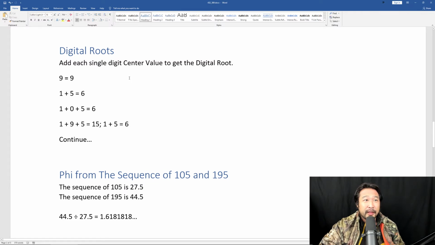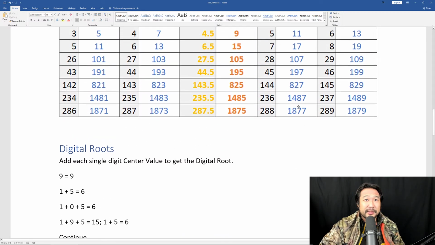So what I'm doing is I'm getting the center of the prime quadruplets. So 9, the digital root is 9. For 15, it's 1 plus 5, which is 6. And then you get 105. 1 plus 0 plus 5 equals 6. And for 195, 1 plus 9 plus 5 equals 15. Then you got to split them up. 1 plus 5 equals 6.